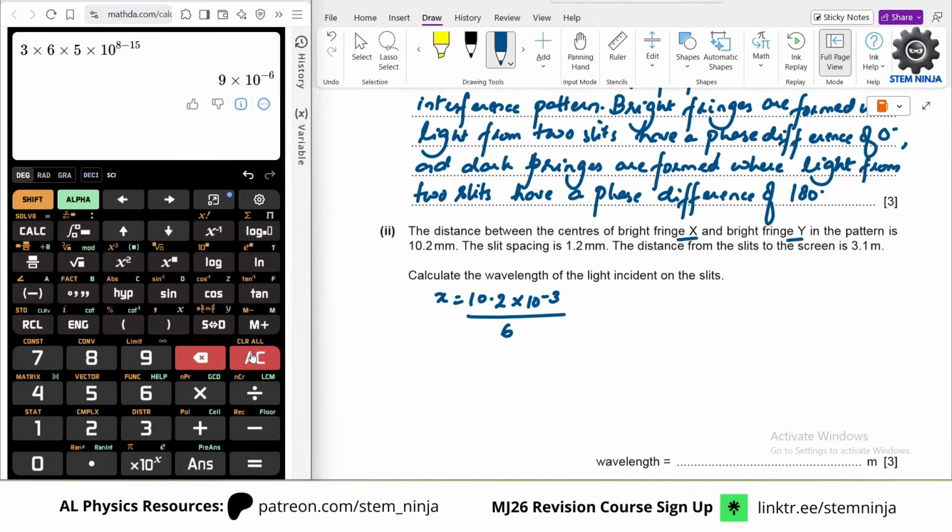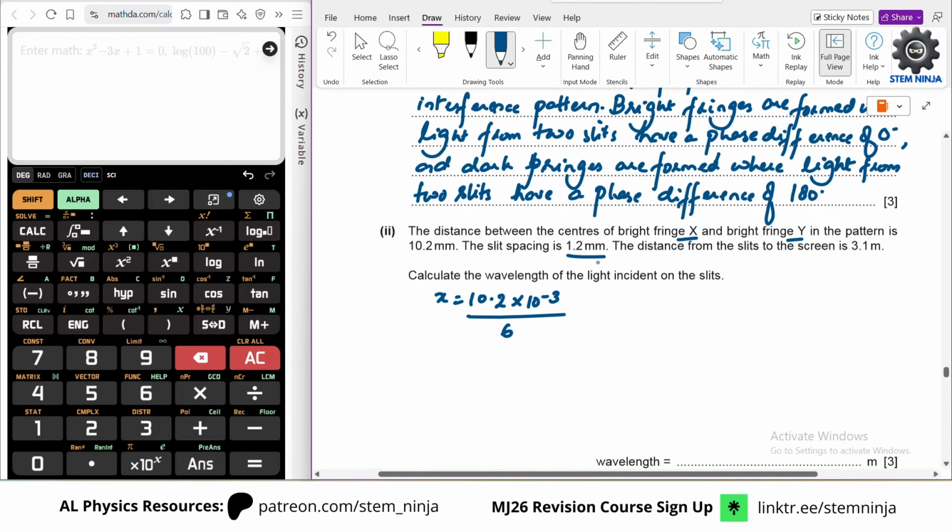divided by 6, okay. Slit spacing, which is a, distance from the slits to screen, that is capital D, right, okay.